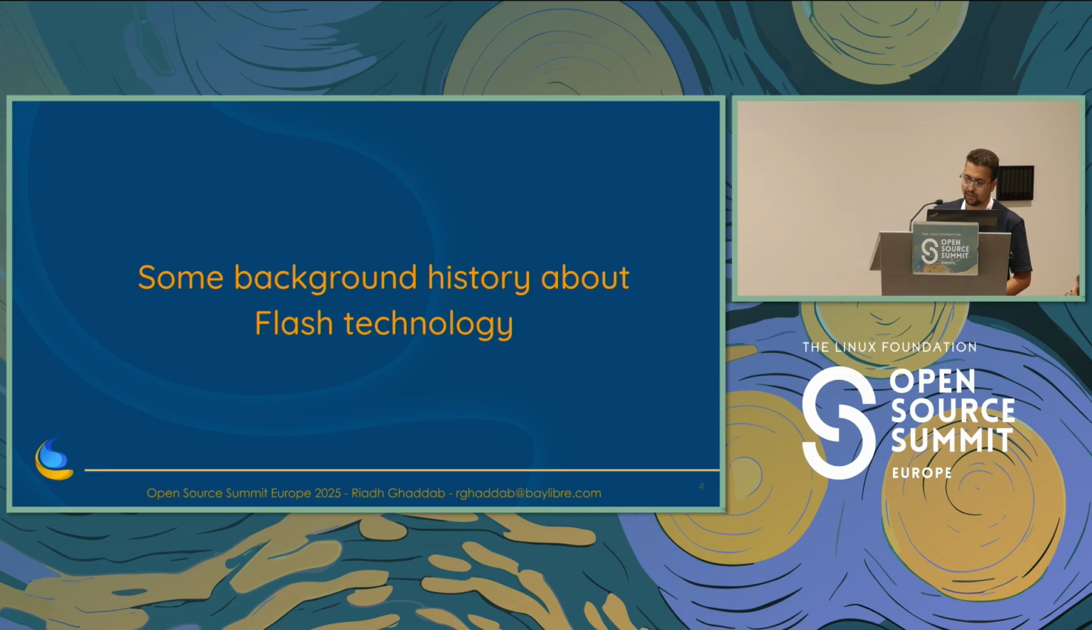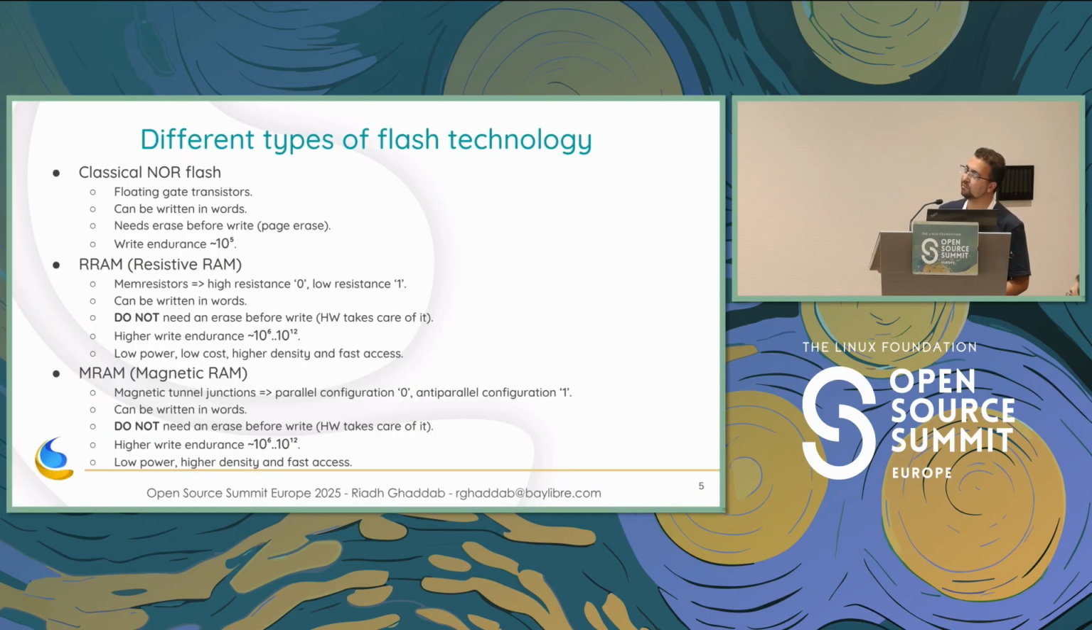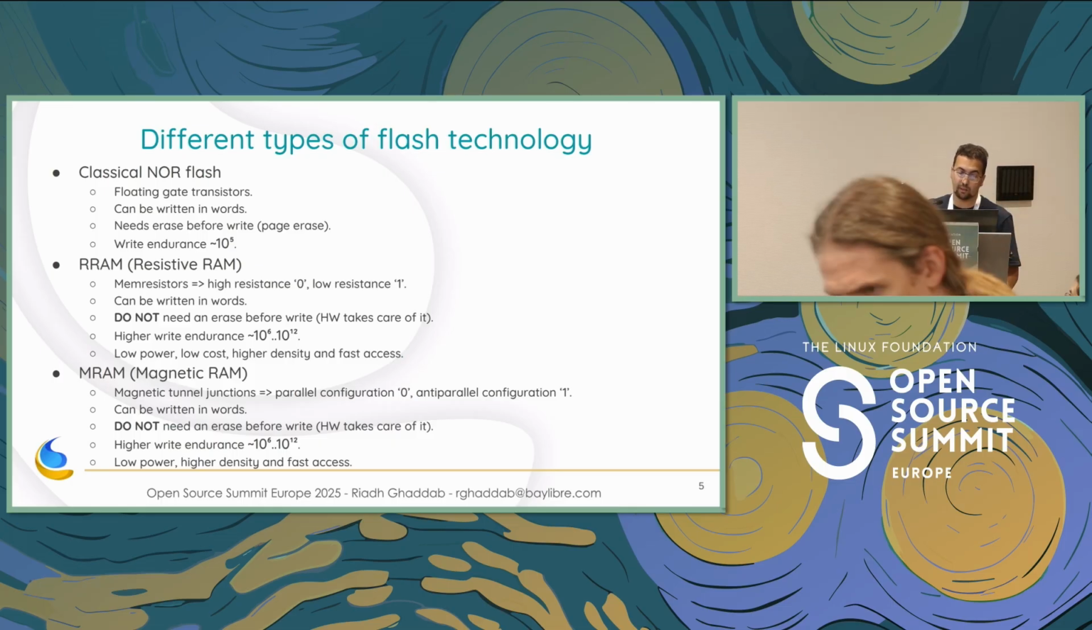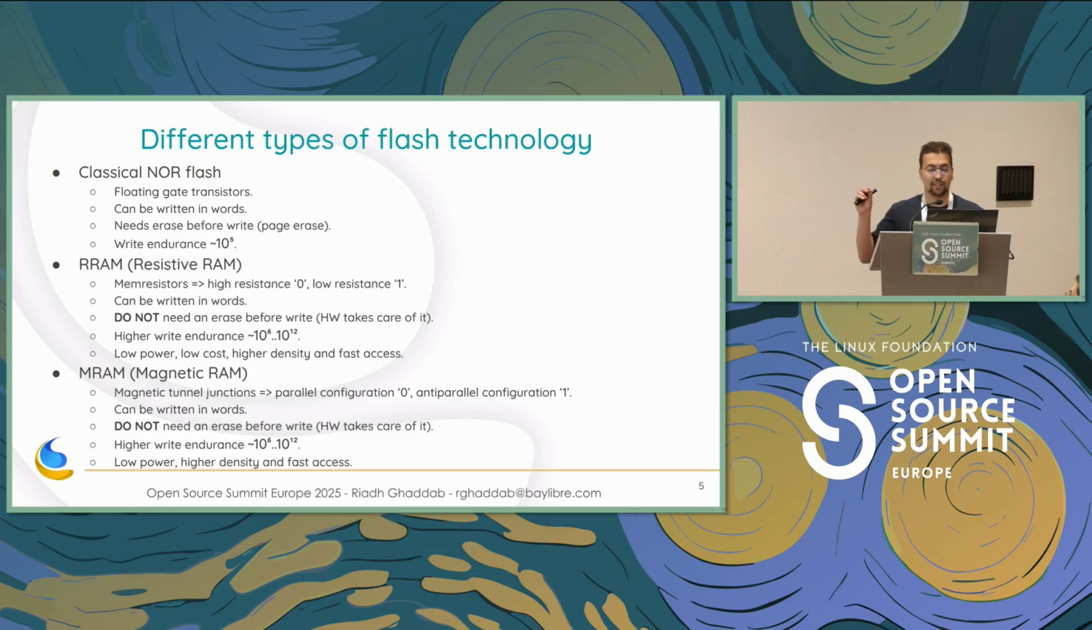So let's have a look at some background history about the Flash technology. A lot of you know already about the classical NOR Flash technology, which is used in almost all devices. It is made of floating gate transistors. It has limited write endurance, like 100,000 writes during its life cycle. But the main important characteristic is that it needs to be erased in a page, an erase unit, what sometimes people call a page erase, before being written. So before we write in words, we need to erase a page.